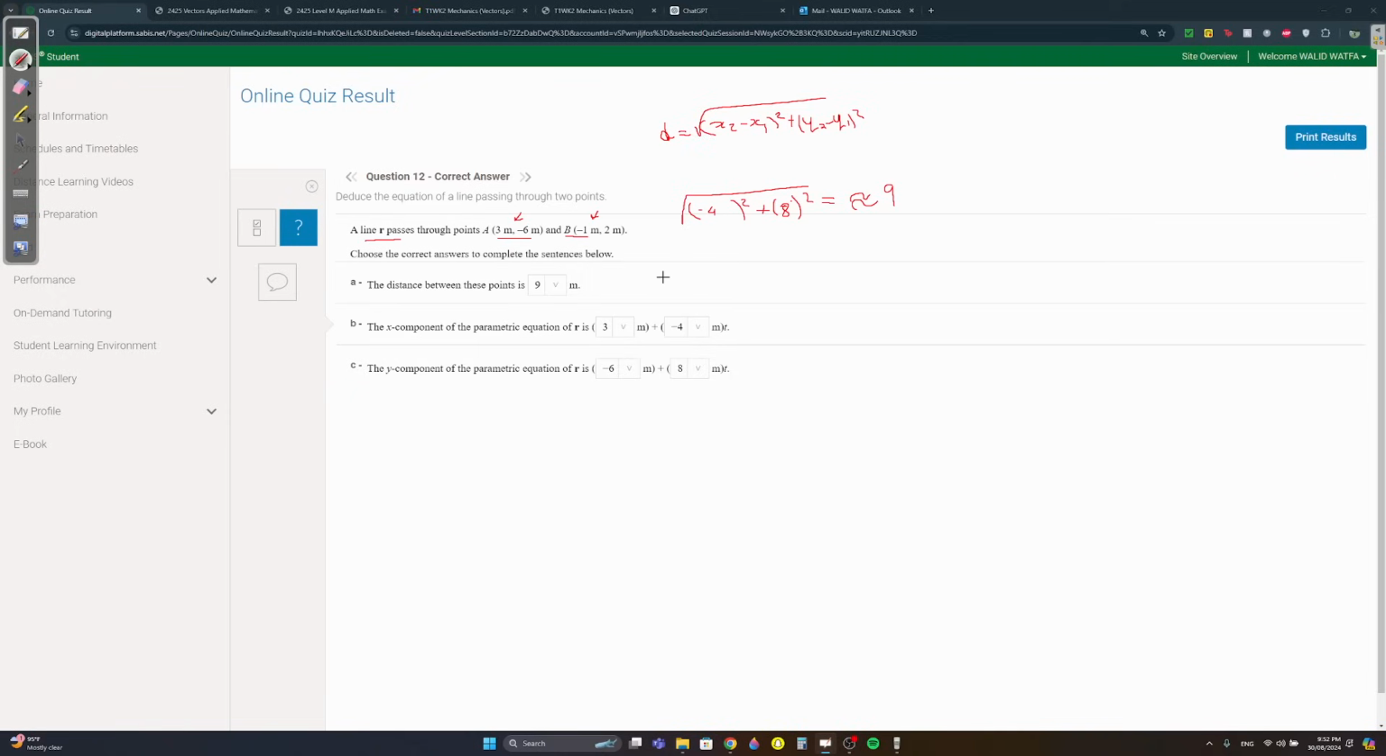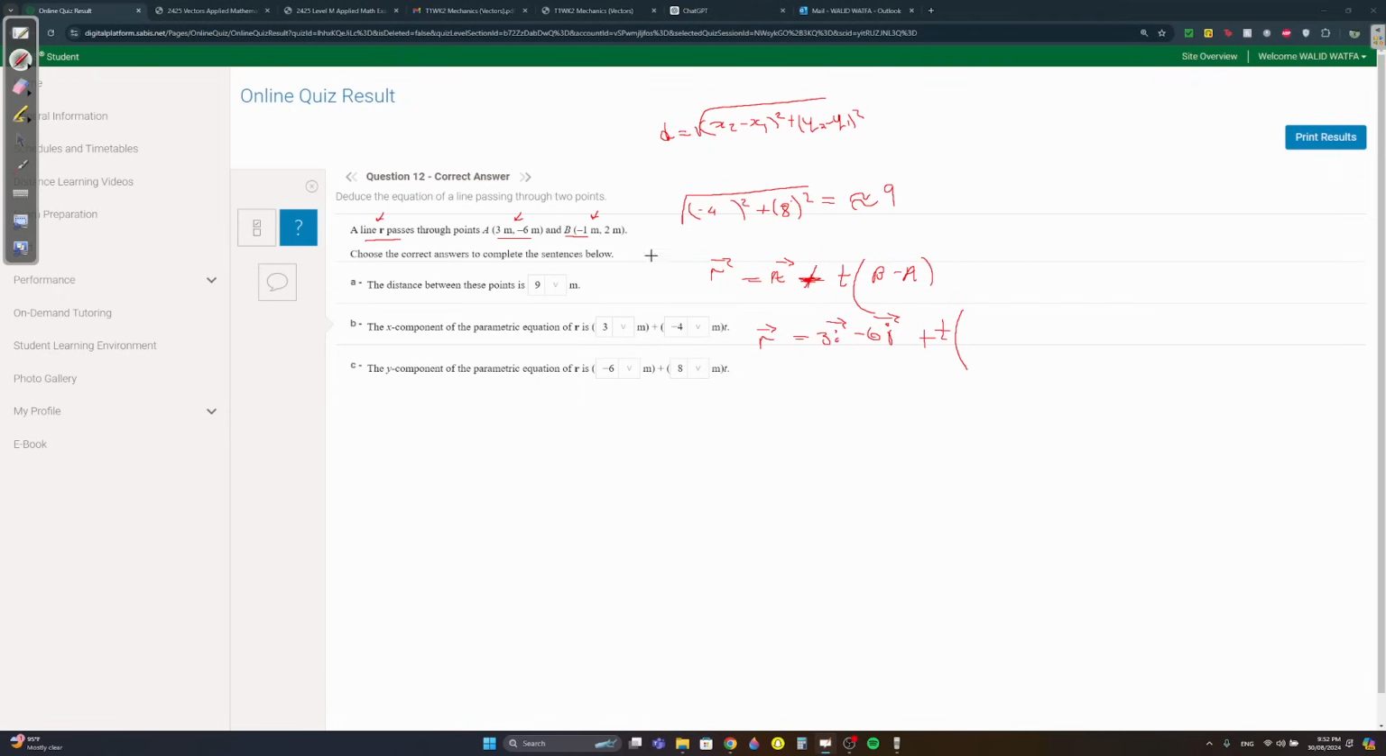What's the first step? We write down the formula. We know when passing through 2 points, the line, in this case line R, is equal to the first point A plus t. Remember, we always have the t outside. Second point minus first point, B minus A, right? So the first point A, which is 3i minus 6j, plus t times B minus A.